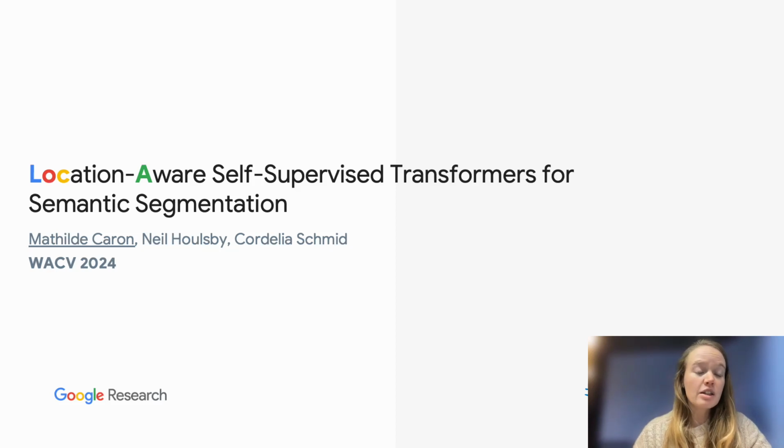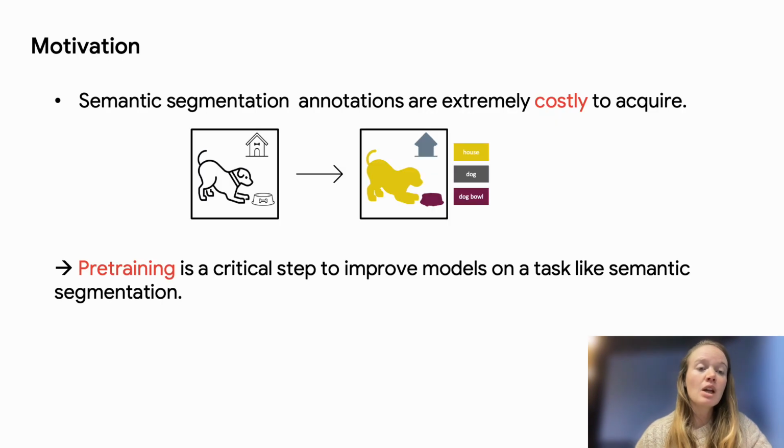Hi everyone, I'm Mathilde and today I'm going to present our paper Location-Aware Self-Supervised Transformers for Semantic Segmentation. Semantic segmentation is the task of predicting the category of each pixel in an image.